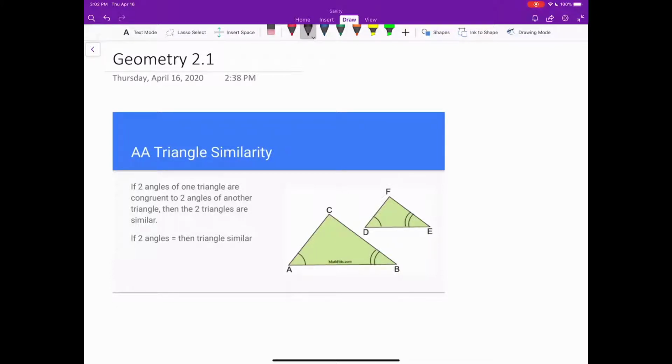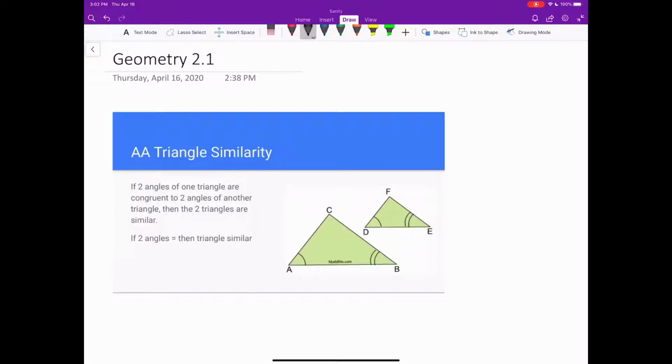This is week 2 of online learning, and this is the first assignment, assignment 2.1. Technically, I decided that we're going to do one last week of similarity, and then we're going to move on. So this is finishing up chapter 12, and we're going to look at some shortcuts to show that triangles are similar, because we love triangles. Love triangles. So we had some shortcuts.